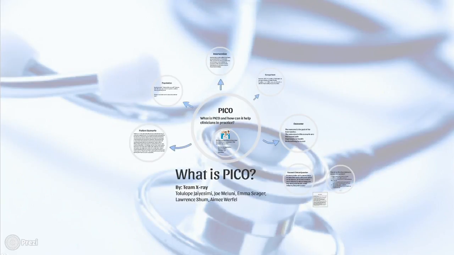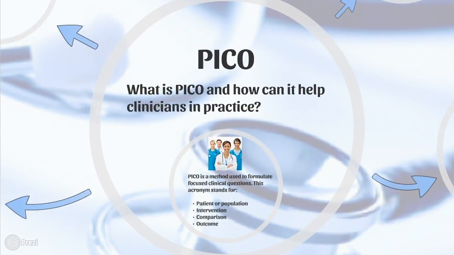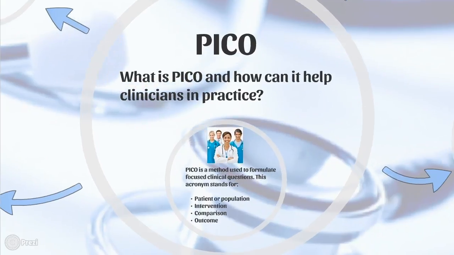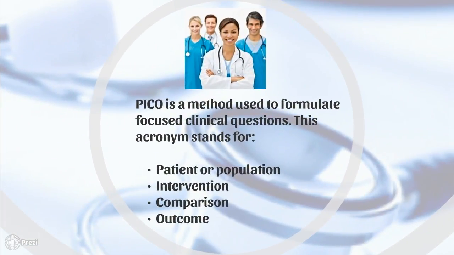When faced with a difficult decision, how is it that clinicians are able to decide the best treatment for their patients? They can do that by gathering evidence that helps to support the different treatment options. A good method often used for that is PICO. What is PICO? PICO is a method used to formulate focused clinical questions. This acronym stands for P for patient or population, I for intervention, C for comparison, and O for outcome.